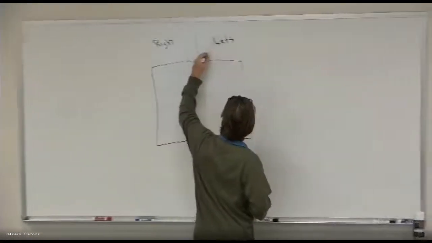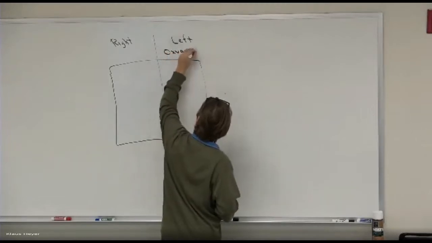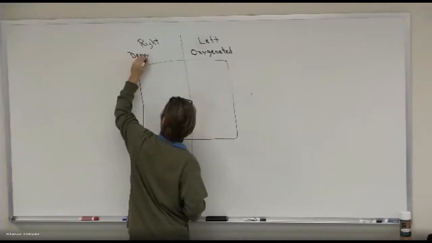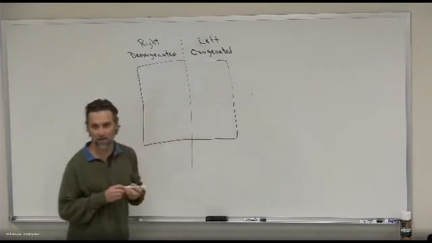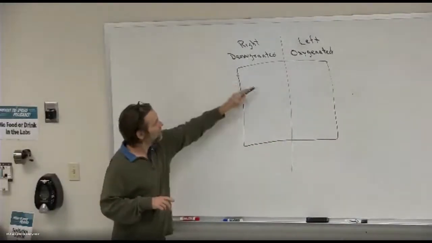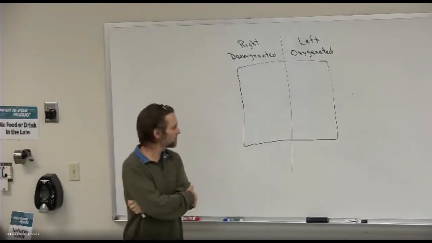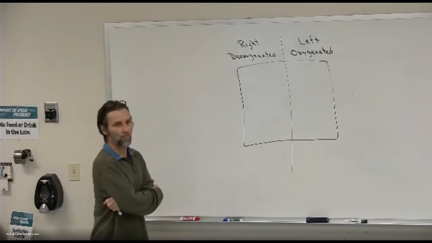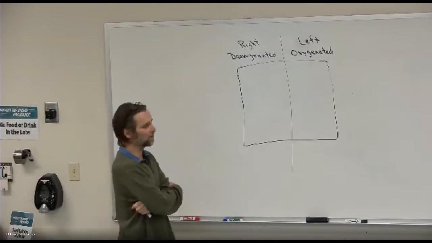The left side deals only with oxygenated, and the right side, by process of elimination, deoxygenated, and so that's it. All the deoxygenated blood comes in the right side, and it's going to go back out the right side. And we can actually figure out where it's coming from and where it's going at this point.